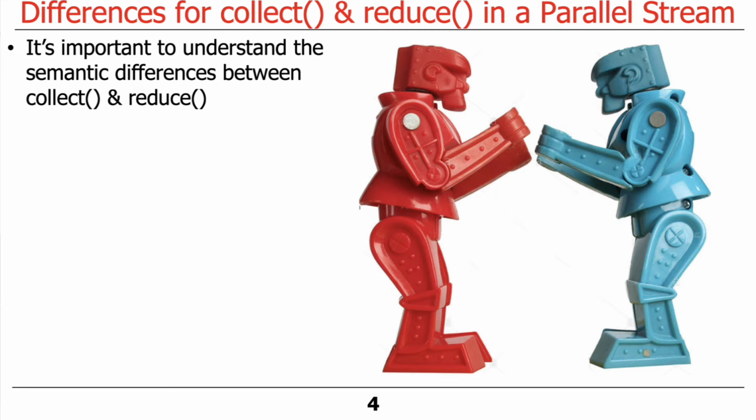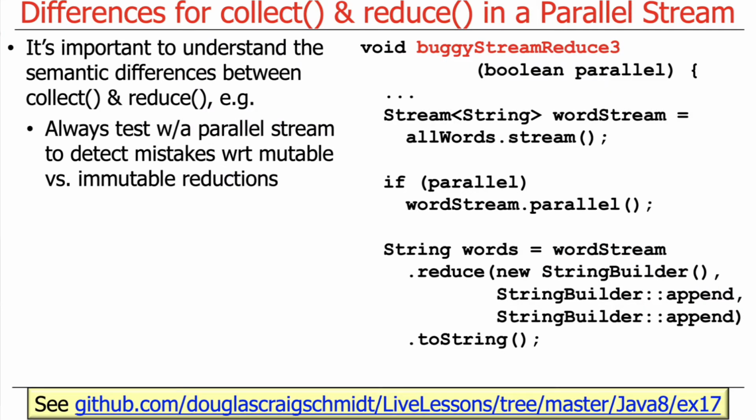Just to reiterate what we talked about before, it's very important to understand the subtle semantic differences between collect and reduce. A good way to keep this in mind is to always test your programs, even if you're intending to run them sequentially, at least at first, with a parallel stream, because that will demonstrate very quickly mistakes that you might make. This is an example from my EX17 folder, and it'll show what can go wrong if you mistake the semantics of the difference between reduce and collect with respect to immutability.